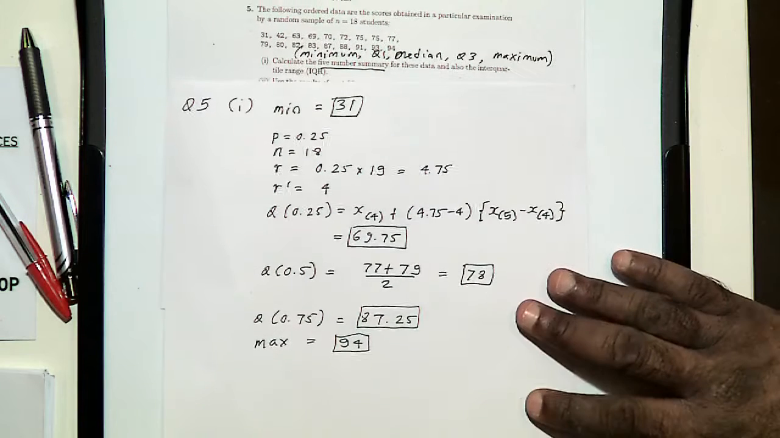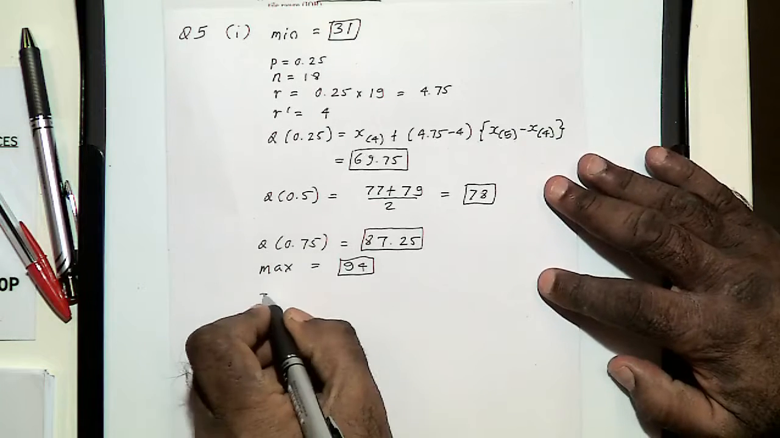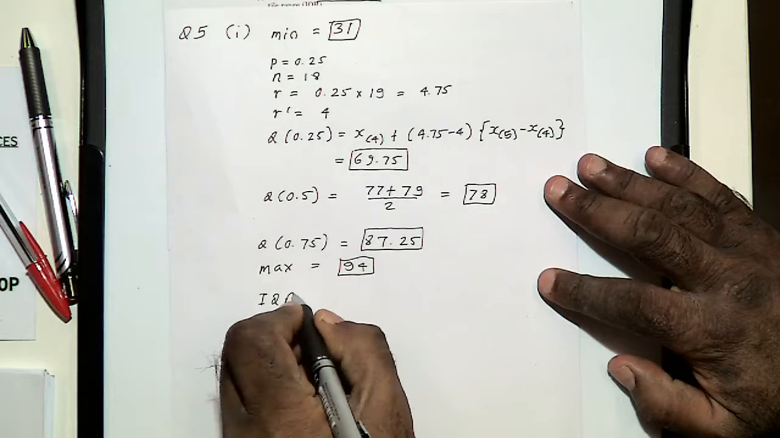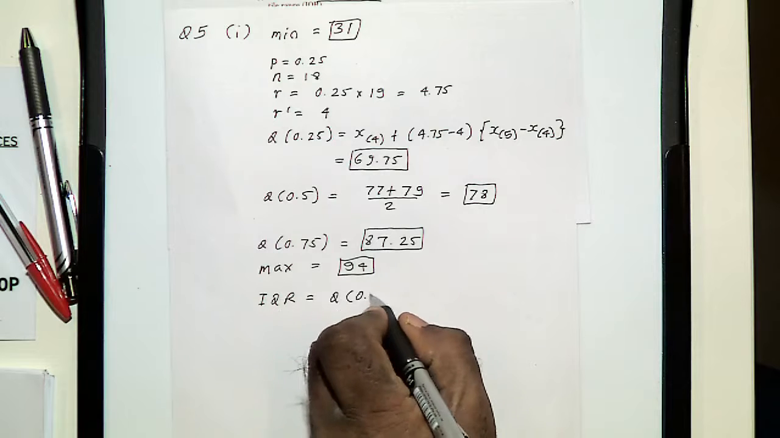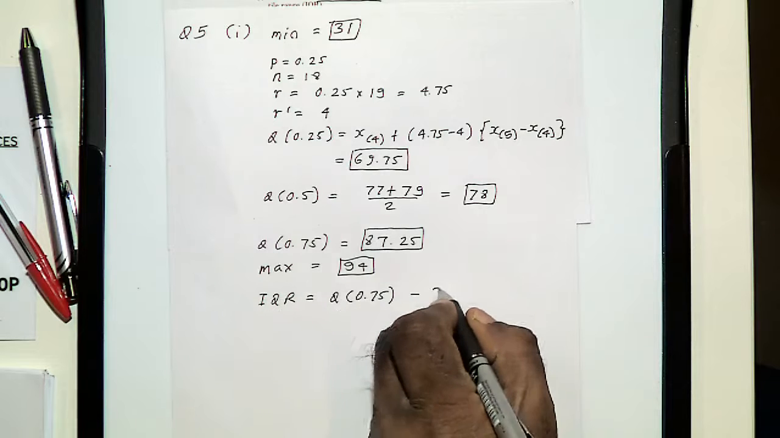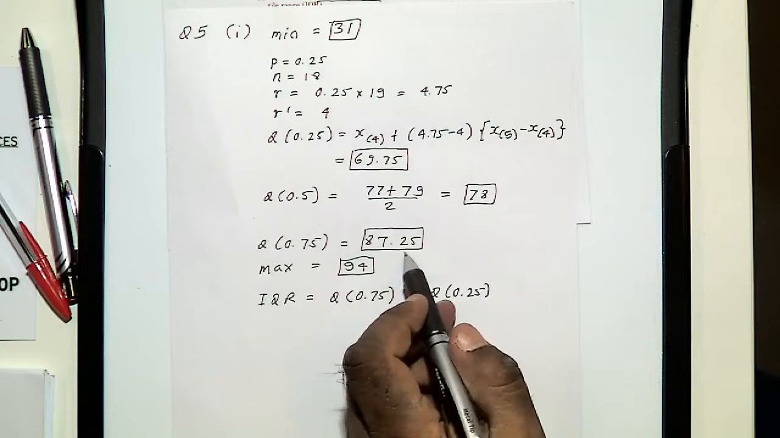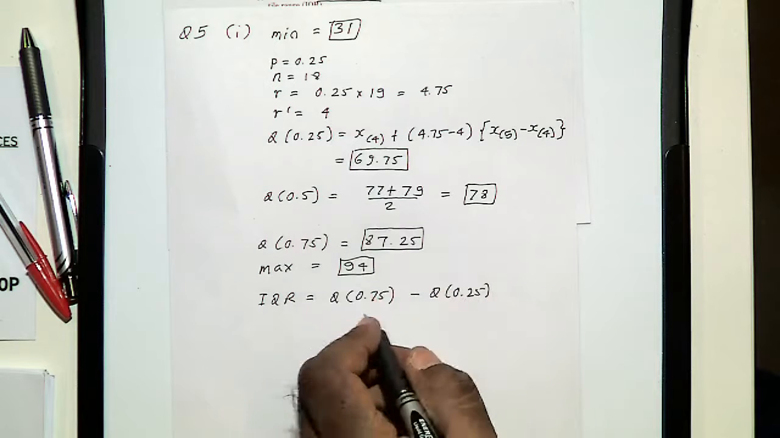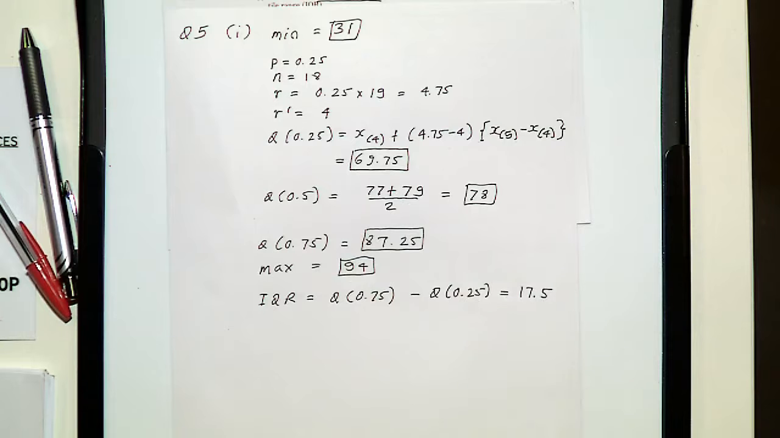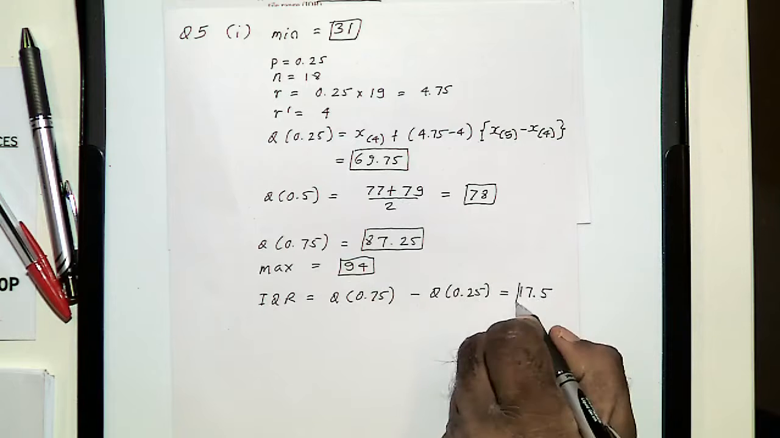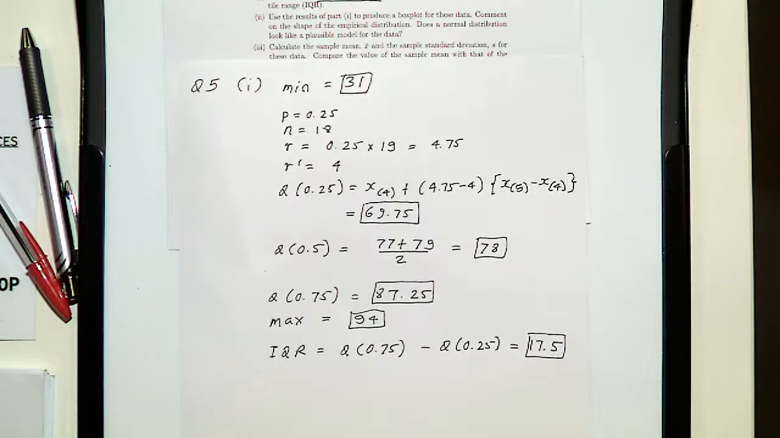We also want to compute the interquartile range. Remember, the interquartile range, which I defined in the class, is the difference between the third quartile and the first quartile. If you take the difference between this and this, you will get 17.5. So this is the interquartile range. So that's part 1.